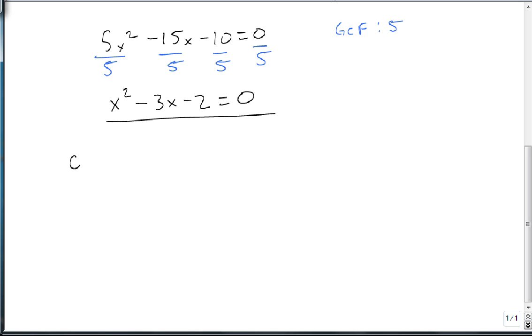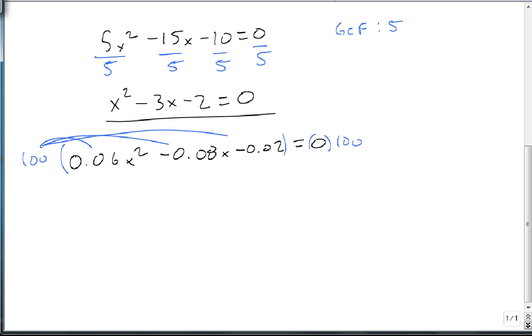And our last example, if we have decimals, 0.06x² - 0.08x - 0.02, too many zeros, equals 0. Well, as we're looking at this, we notice that we can get rid of the decimals by multiplying everything by 100. That'll move all of our decimals 2 places, which will give us 6x² - 8x - 2 = 0.